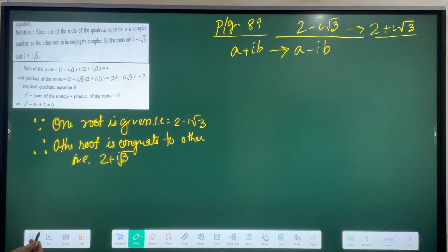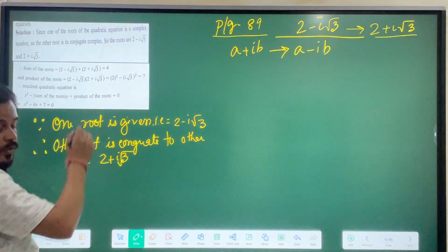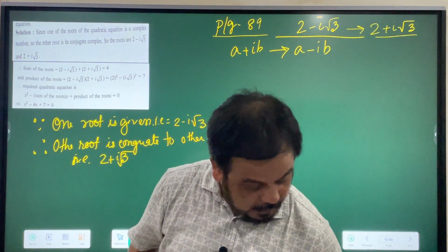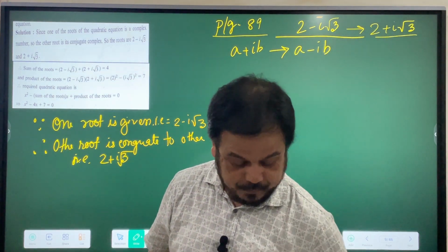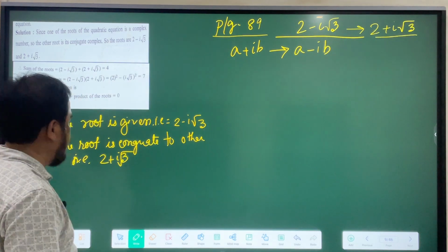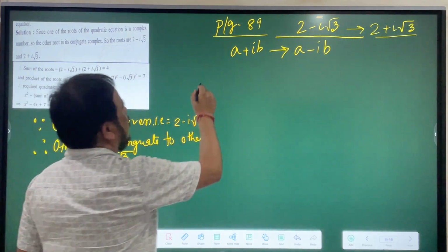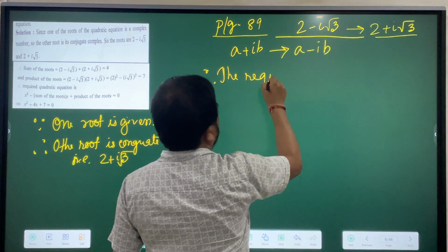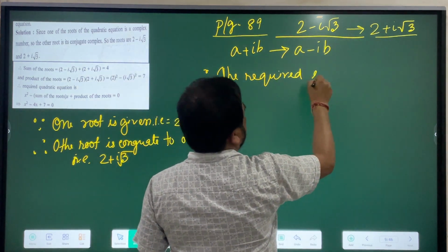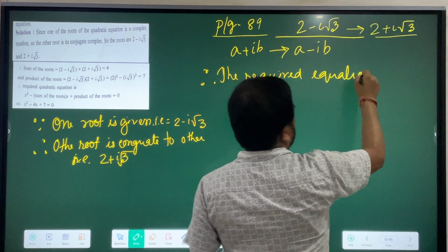So the question was to find the quadratic equation. That is the question. Find the equation. Therefore, the required equation. You must write it this way.